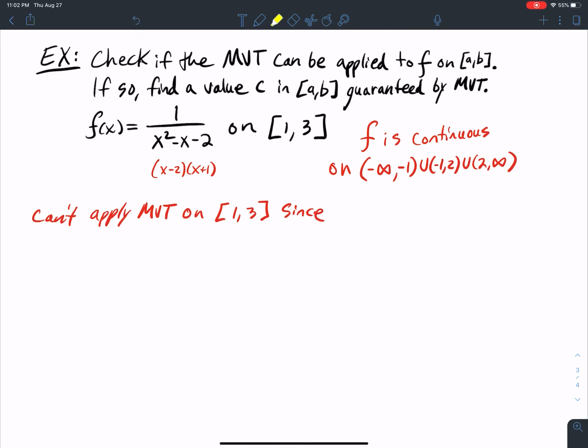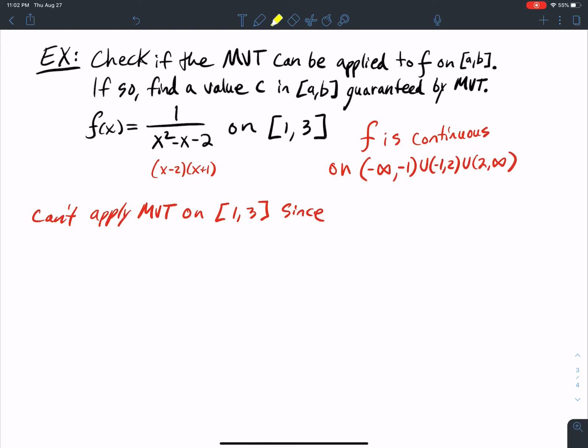Now, why can we not apply the mean value theorem? Well, the mean value theorem can't be applied because it's applied on the interval 1 to 3. What do I know? At 2, I have a discontinuity. If I plug in 2, I'm dividing by 0 here.